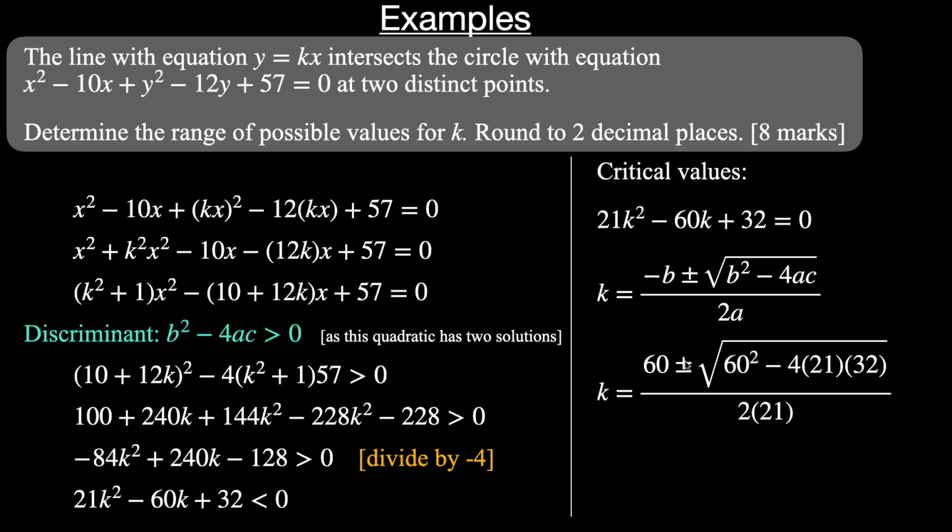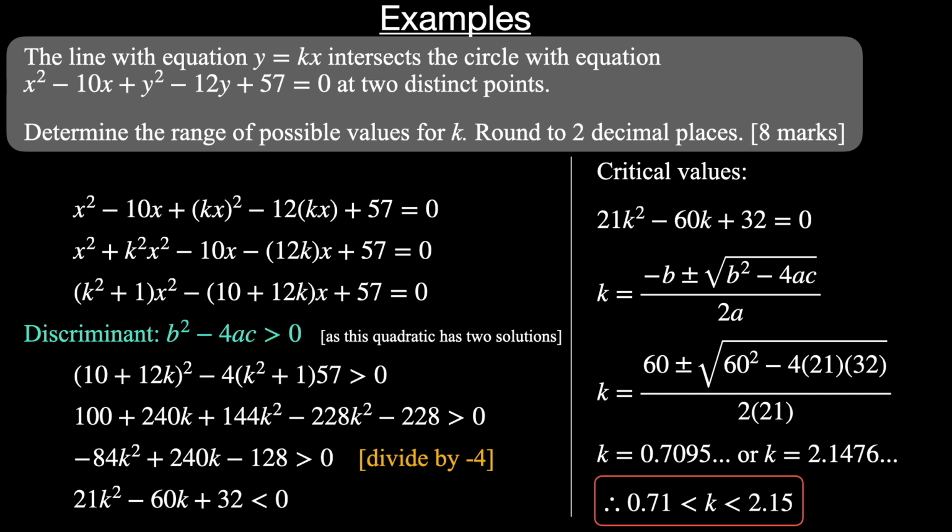First plug in the positive square root, then the negative square root, and you'll get two values: k equal to 0.7095 and so on, or k equal to 2.1476 and so on. And as this quadratic is less than 0 and it's a positive quadratic, that means k is going to be between these two values. Also, the question says round to 2 decimal places, so we get a final answer of k greater than 0.71 and less than 2.15, and that's our final answer for that question.